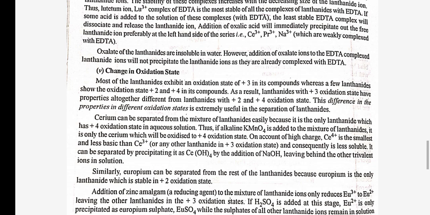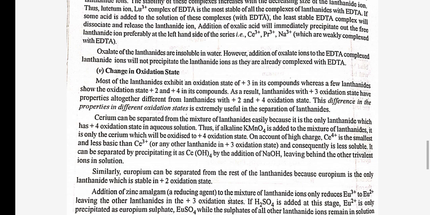Cerium can be separated from the mixture of the lanthanides easily because it is the only lanthanoid which has a +4 oxidation state in aqueous solution. Thus, if alkaline KMnO4 is added to the mixture of lanthanides, it is only the cerium which will oxidize to the +4 oxidation state.